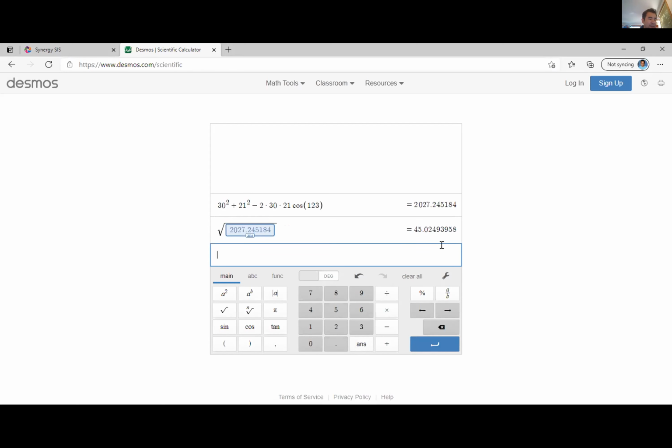So 45. Okay. So first of all, C squared is 2027.245. And then you take square root of that, you get 45.